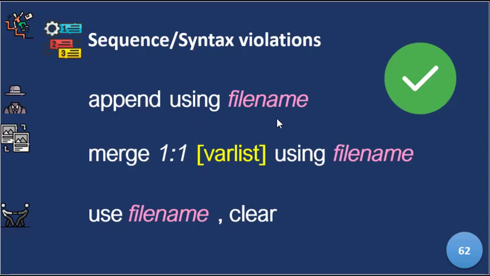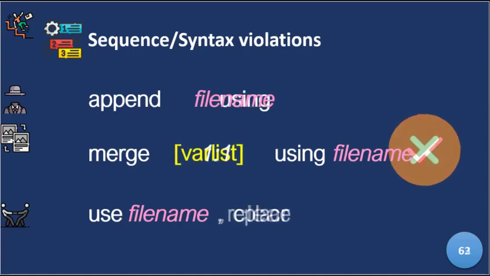So these are the syntax, and you find that in help. If you really want to use it, you also have to look at these three. Here the file name comes after using. Here the var list comes after the one-to-one, and here we have clear. Well, these are wrong. This is right, this is wrong.